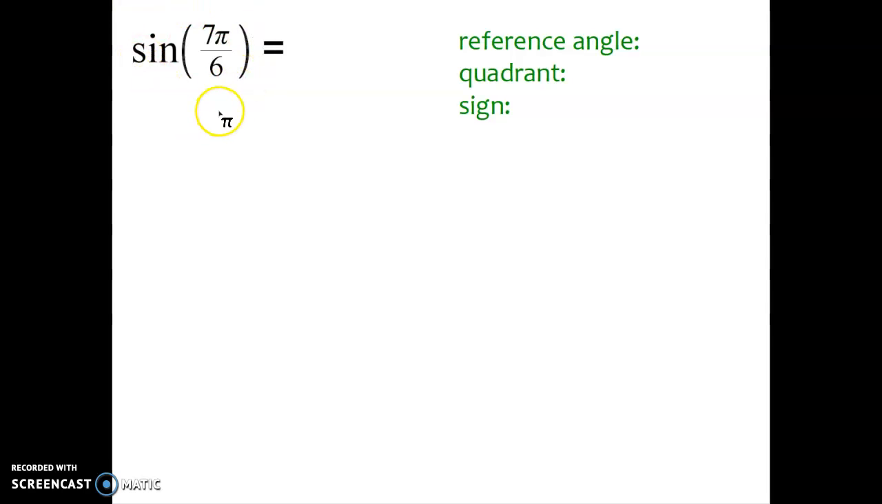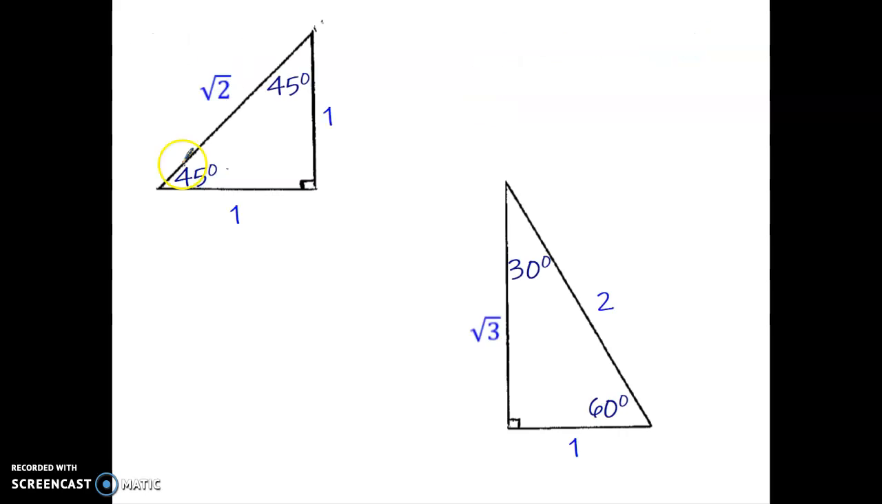Okay, let's look at this one. So sine of 7 pi over 6. Let's put together the things that we have already learned from several of our past videos. Okay, when I have a 6 in the denominator, 6 goes into 180 30 times, so that tells me that my reference angle is going to be 30. So when I get ready to answer this question, I'm going to be focusing on this triangle because it has that 30-degree angle in the corner.